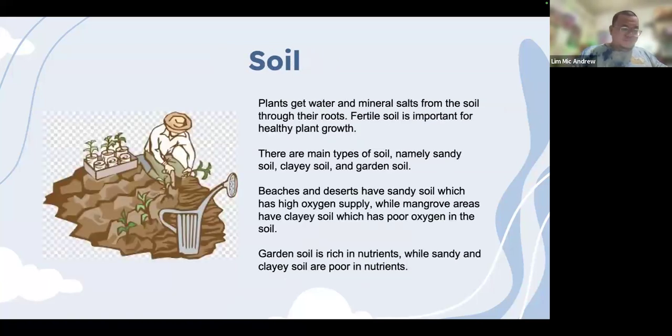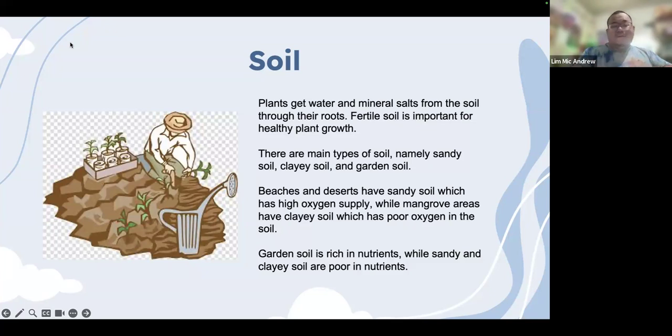All right. Now, moving on. The type of soil is also important because plants get their water and mineral salts from the soil through their roots. Fertile soil is important for healthy plants to grow. There are a few main types of soil, namely sandy soil, clay soil, and garden soil. The beach and desert have sandy soil with a high oxygen supply, while mangrove areas have clay soil with poor oxygen in the soil. The garden soil is rich in nutrients, while sandy and clay soil are poor in nutrients.